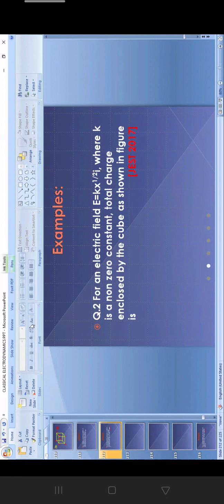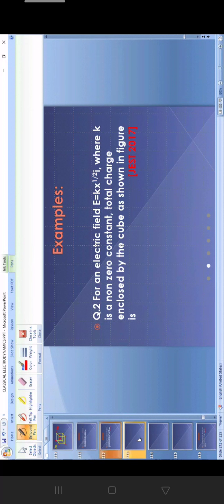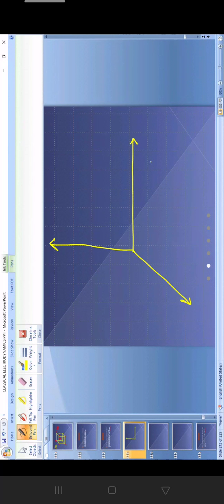So what I will do is make a diagram here. The diagram is given in the question. So the diagram is like this. Let me make a diagram for you. First of all, you try it yourself, and in case you are not able to work it out, then I will show it to you. So here it is given that this is the y-axis, this is the z-axis, and this is the x-axis.